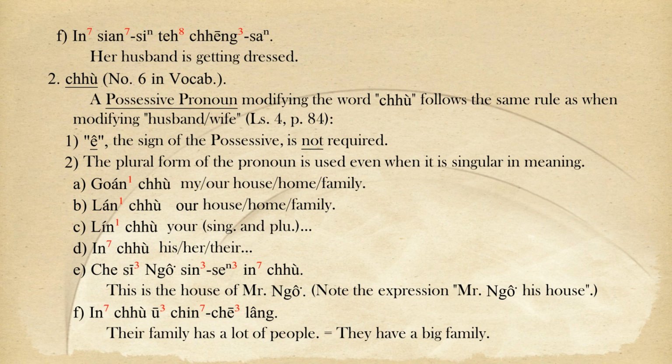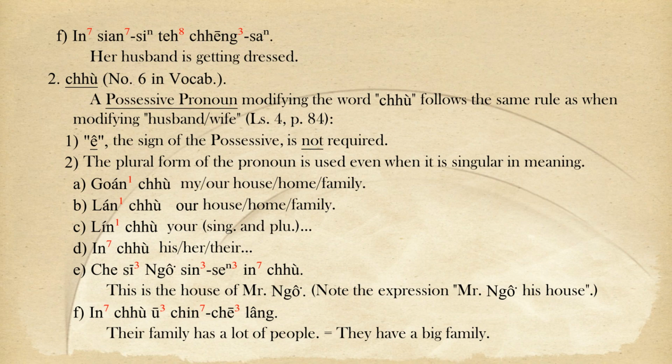Parenthesis SIⁿ⁷-B，咱厝。Our house, home, family. Parenthesis SIⁿ⁷-C，恁厝。Your, singular and plural, house, home, family. Parenthesis SIⁿ⁷-D，因厝。His, or her, or their house, home, family. Parenthesis SIⁿ⁷-E，這是我先生因厝。This is the house of Mr. 我. Note, the expression, Mr.